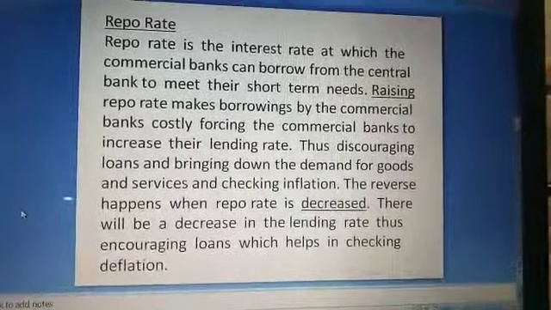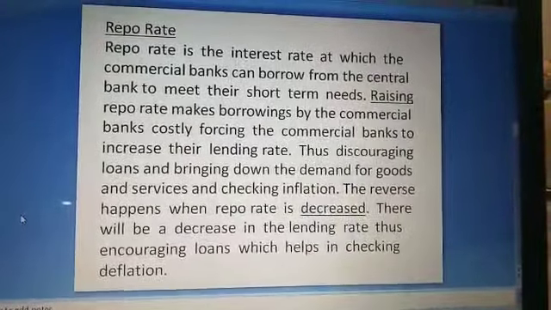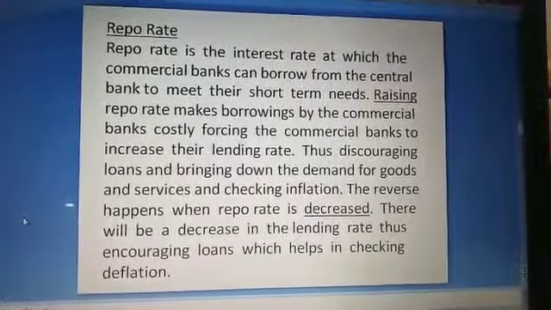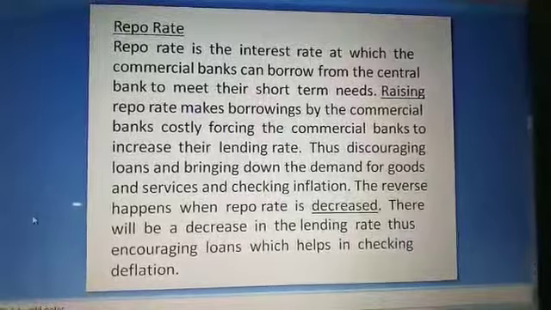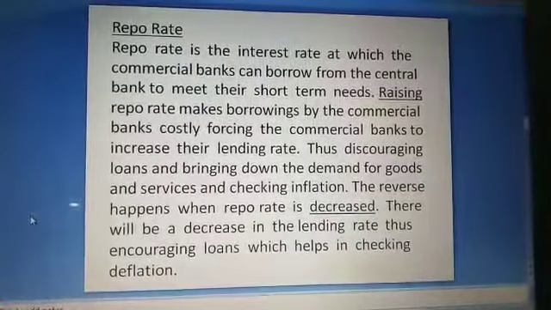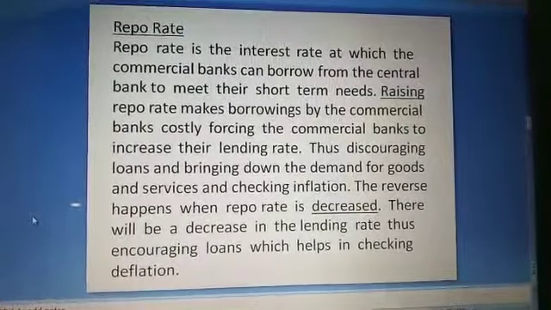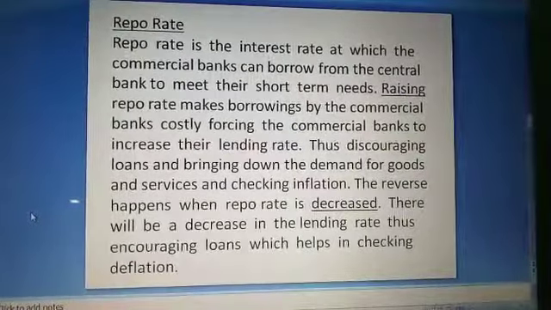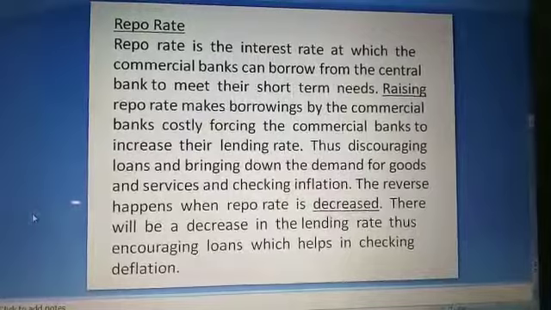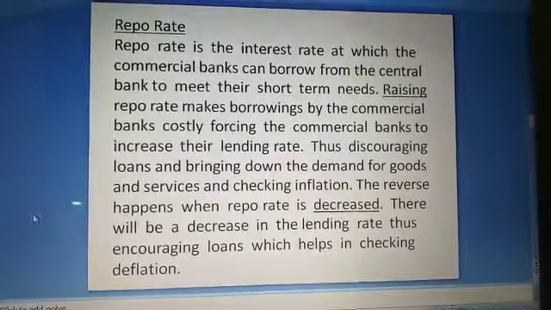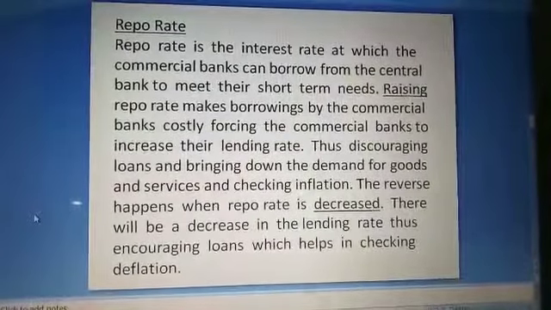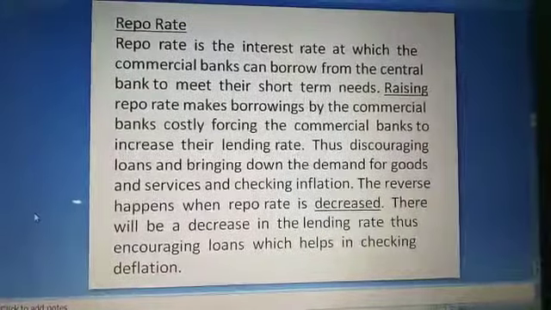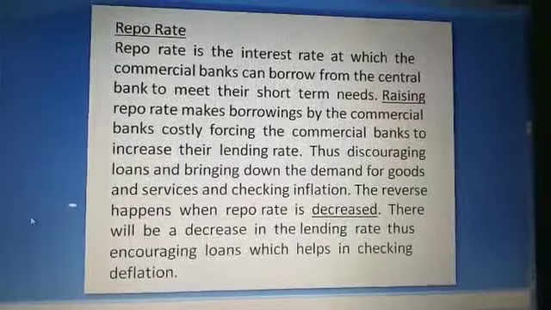Okay, so repo rate. Repo rate is the interest rate at which the commercial banks can borrow from the central bank to meet their short-term needs. Now, raising the repo rate makes borrowings by the commercial banks costly, forcing the commercial banks to increase their lending rate, thus discouraging loans and bringing down the demand for goods and services and checking inflation. And when the repo rate is decreased, the reverse happens.